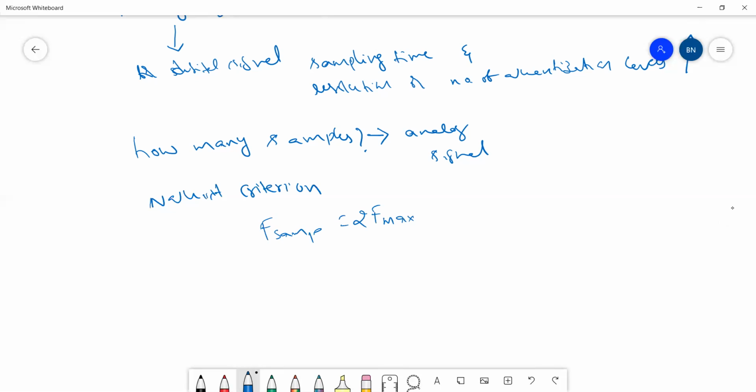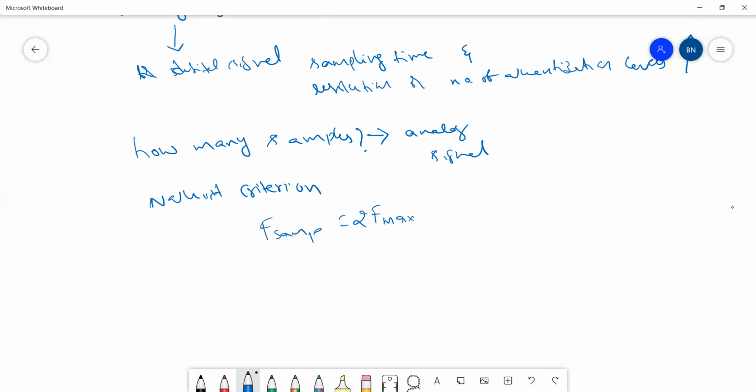So in our example of recording weather, we need to know how quickly the weather can change, and then take samples twice as fast as that value. Okay, so f sampling is the sampling frequency which is required to accurately represent the analog signal, and f max is the highest frequency of the sampled signal.